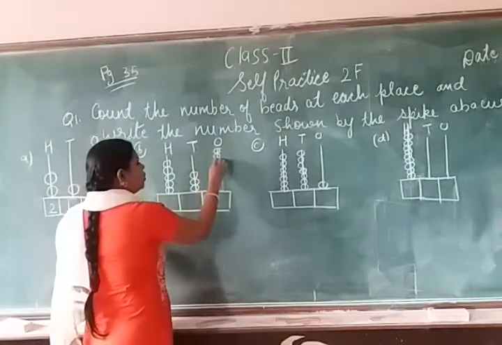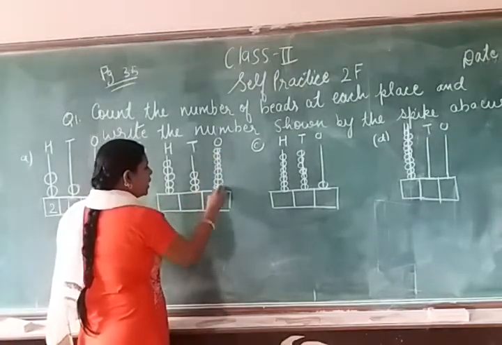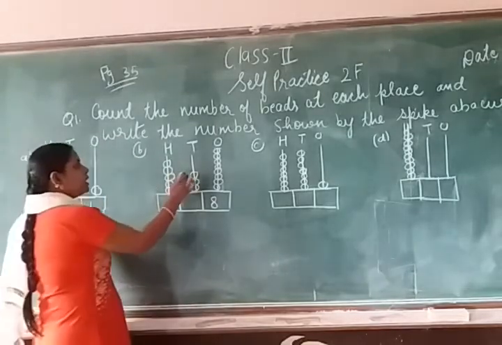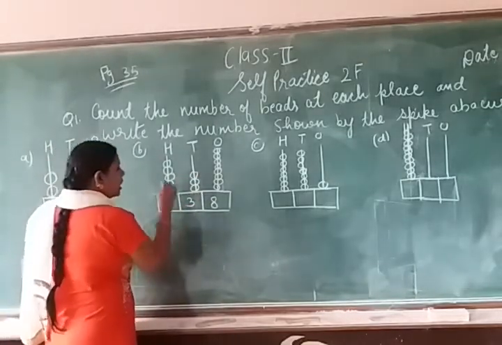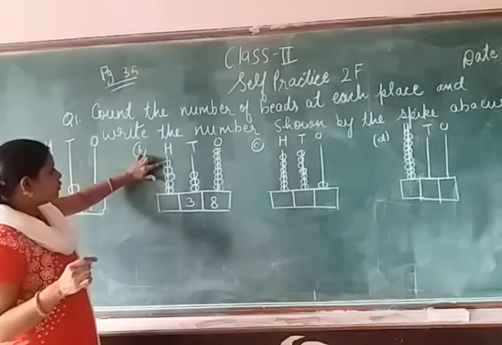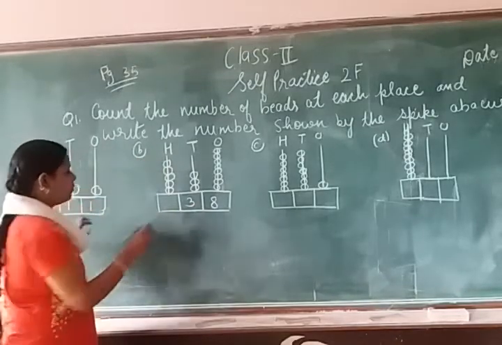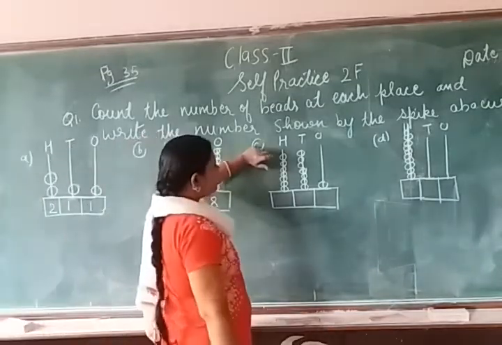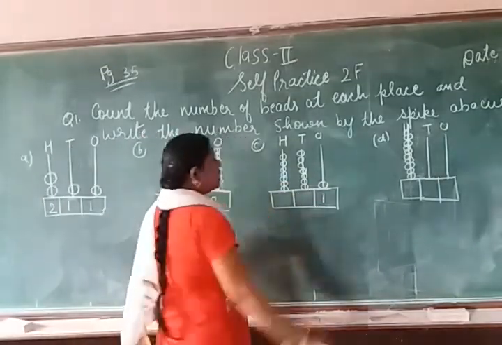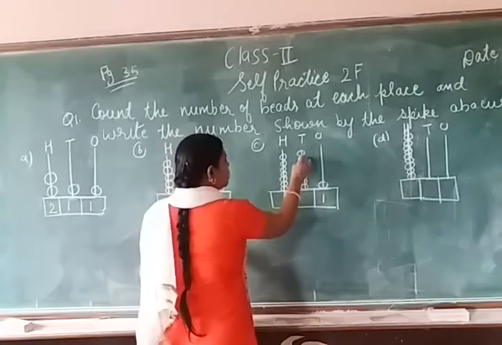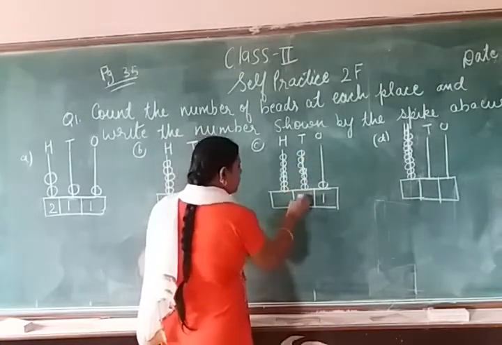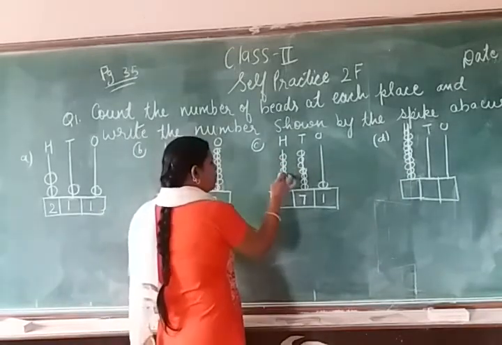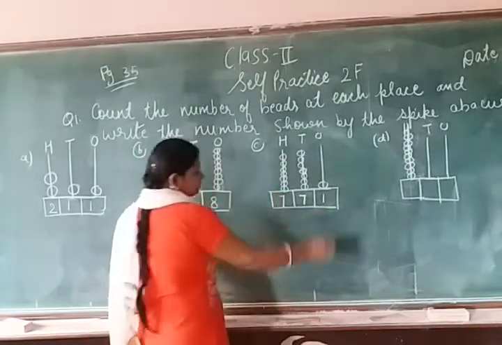Now see the next, B. Count 1, 2, 3, 4, 5, 6, 7, 8. So beads at the 1's place is 8. Beads at the 10's place is 3. And beads at the 100's place is 1, 2, 3, 4, 5. Now come to the next. Beads at the 1's place is 1. Beads at the 10's place: 1, 2, 3, 4, 5, 6, 7. And beads at the 100's place: 1, 2, 3, 4, 5, 6, 7.